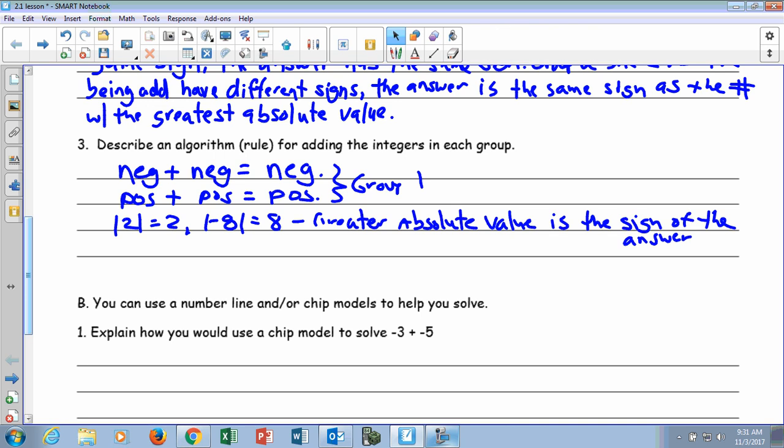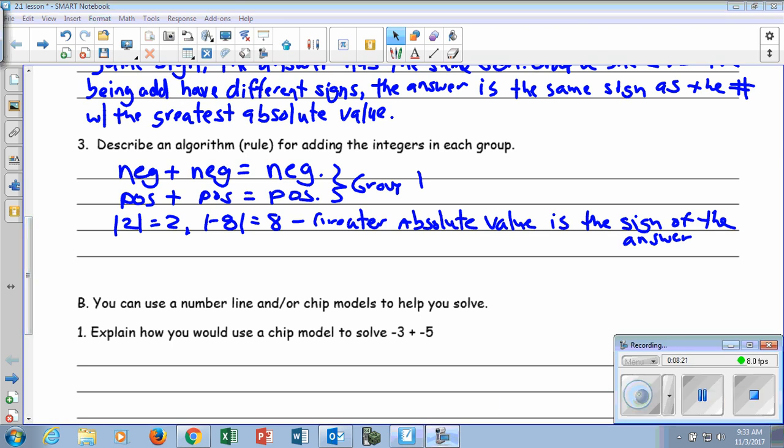All right, so in part B, I'm going to pause and let you use, so I want you to try to use either a number line or chips. Explain how you could use a chip model, so you're going to use the chips here, to solve negative 3 plus a negative 5. So I want you to use the chips to figure it out, and then I want you to just kind of write me a little blurb there in words for number 1. We're only going to take a couple minutes to do this. All right.